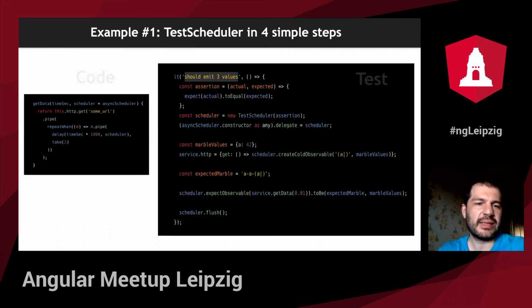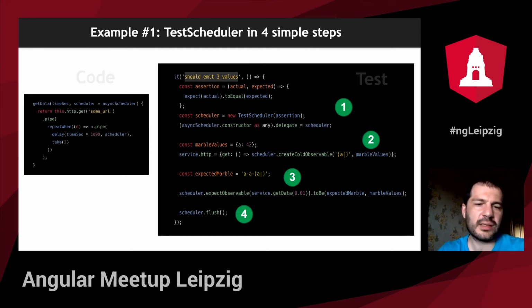Let's review marble testing with TestScheduler with our first example. It's done in 4 simple steps. First, we create a scheduler instance and assign it to the async scheduler delegate. Second, we provide mocks created with a special TestScheduler function. Then we set an assertion expression with the actual and expected observable, and call the TestScheduler flush method.